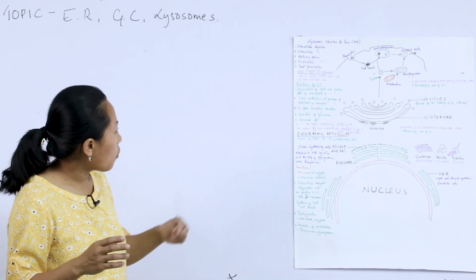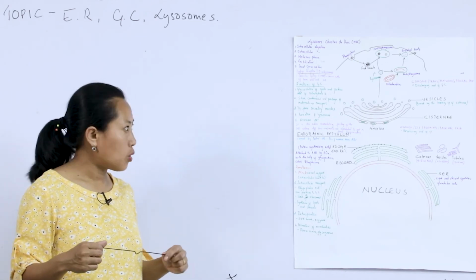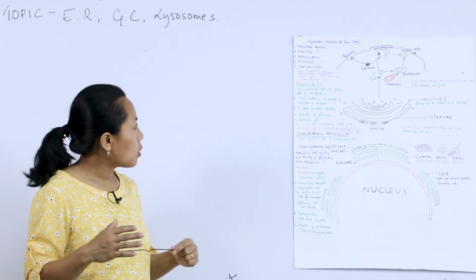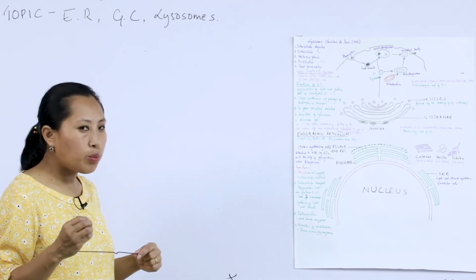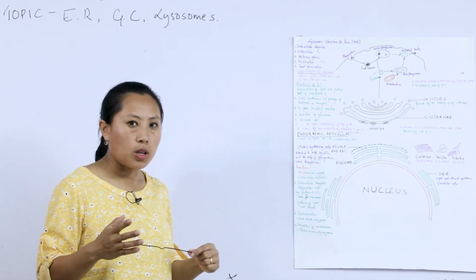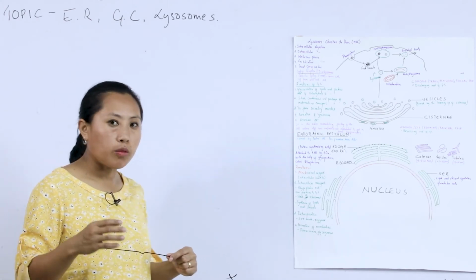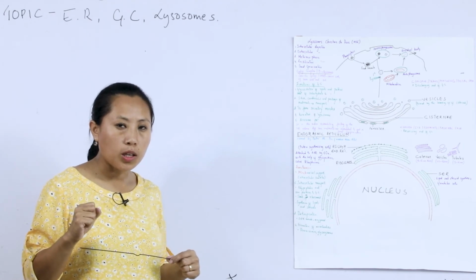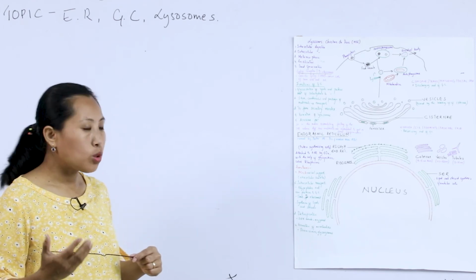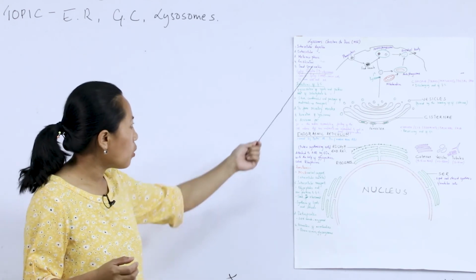Then another function is seed germination. In plants, lysosomes help in the germination of the seed. And we know that the WBCs are able to fight foreign substances or antigens that enter the body. That is because of the lysosomal activity of the WBC. They can act against bacteria, viruses or any other pathogens that enter our body.